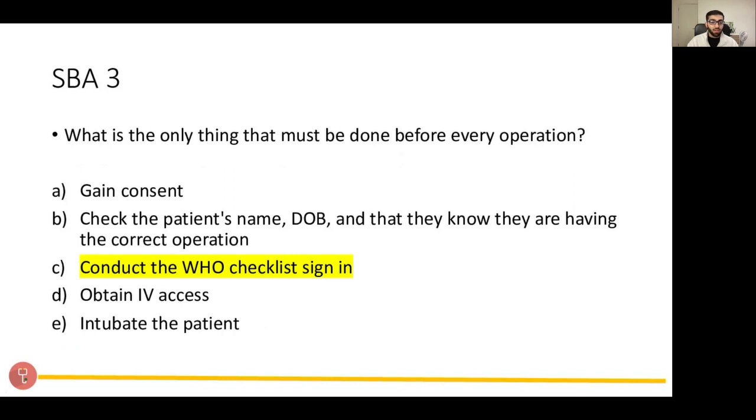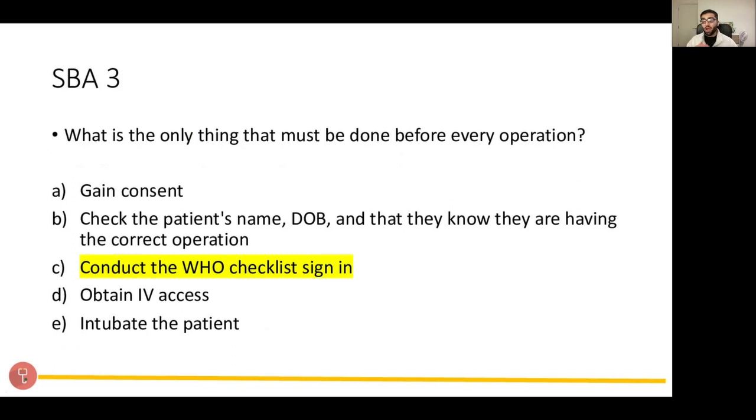Checking the name, date of birth, and if the patient knows if they're having the correct procedure. Again, for certain emergency situations, this isn't always possible. In terms of gaining IV access, whilst it's required for most procedures, it's not an absolute necessity. It totally depends on the procedure. For certain procedures in children that are very minor, we don't need to get IV access. And intubating the patients. For a lot of patients who have low risk, short procedures, it's not needed to place an ET tube, something I'll explain a little bit later.